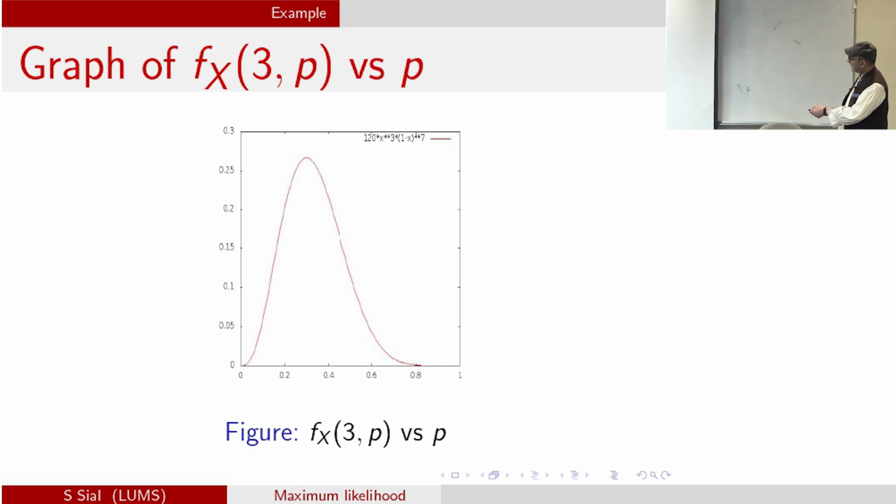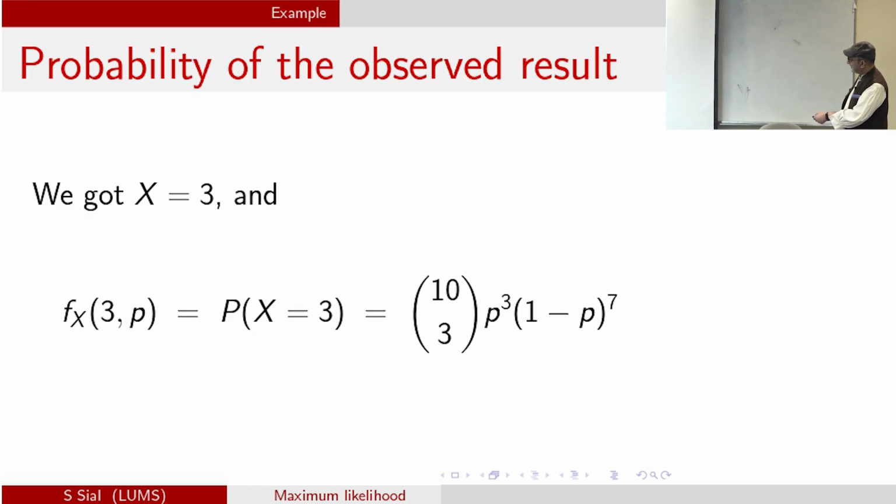A p of 0.3 maximizes this function, and a p of 0.3 will also maximize the logarithm of this function. So you're going to get the same p. Except because you're working with logarithms, and sometimes you have exponentials, sometimes you have factorials, the numbers can get rather large. So the logarithm helps to tame that.